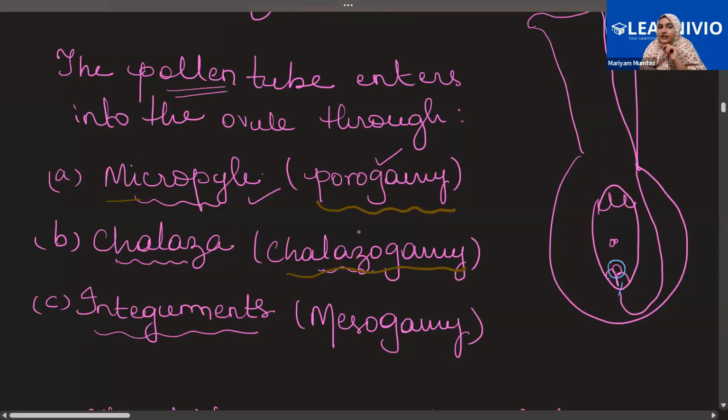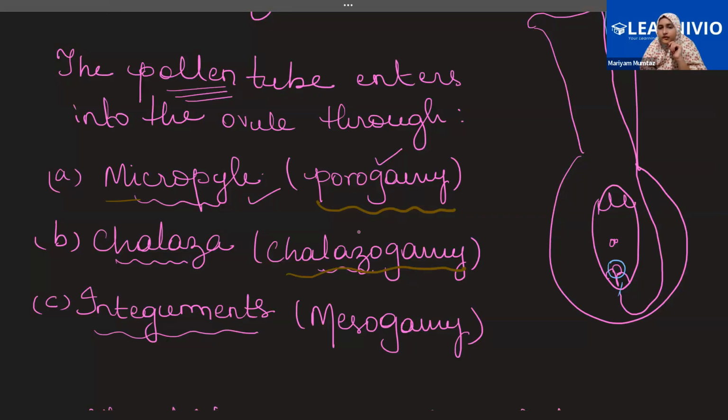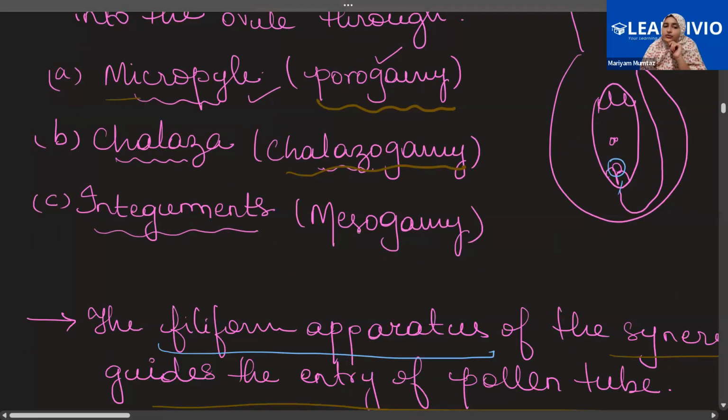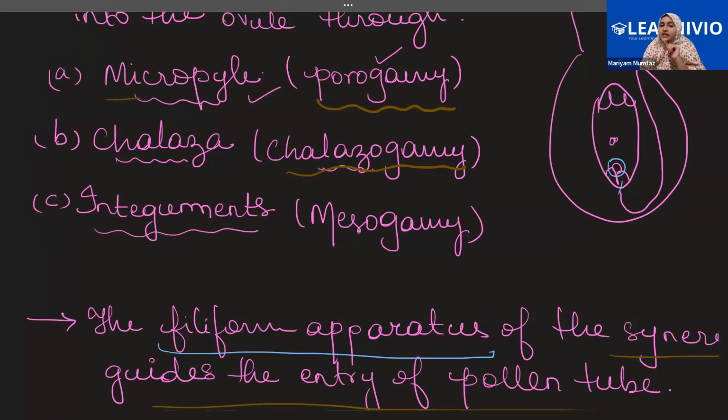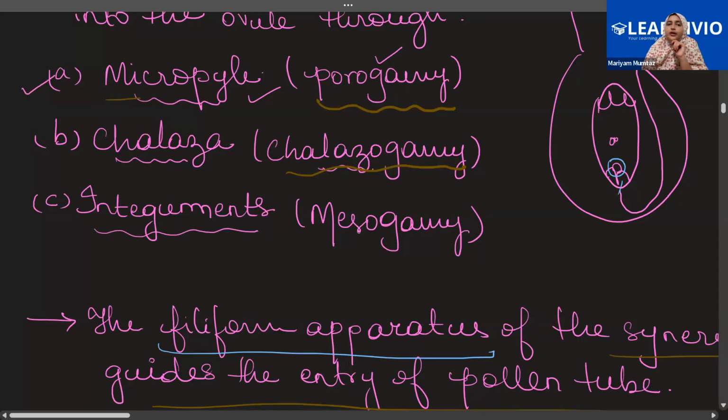Wherein the pollen tube is entering through the micropyle area, we call it porogamy. Micropyle is a pore-like structure, so porogamy. When it is entering through the chalazal area, meaning the basal side, we'll call it chalazogamy. And if it is entering through the integuments, you remember integuments? Then we'll call it mesogamy. So depending upon from where the pollen tube is entering the embryo sac, it can be porogamy, chalazogamy, and mesogamy.